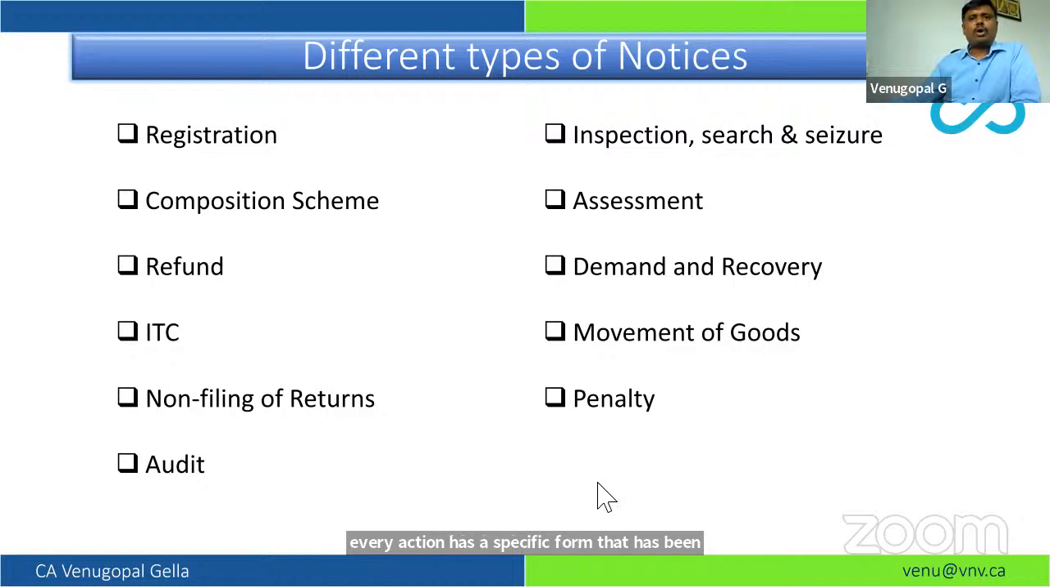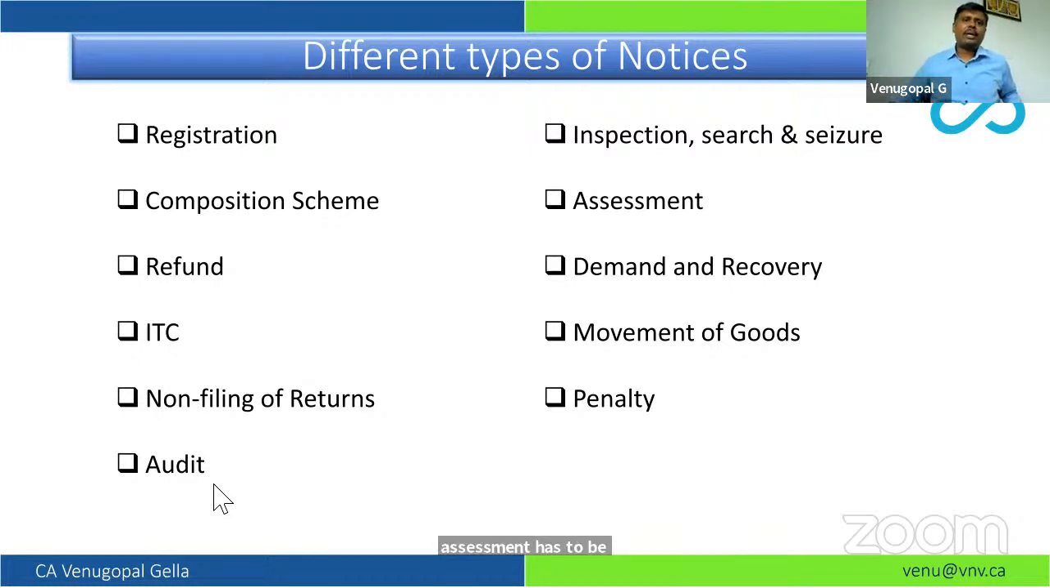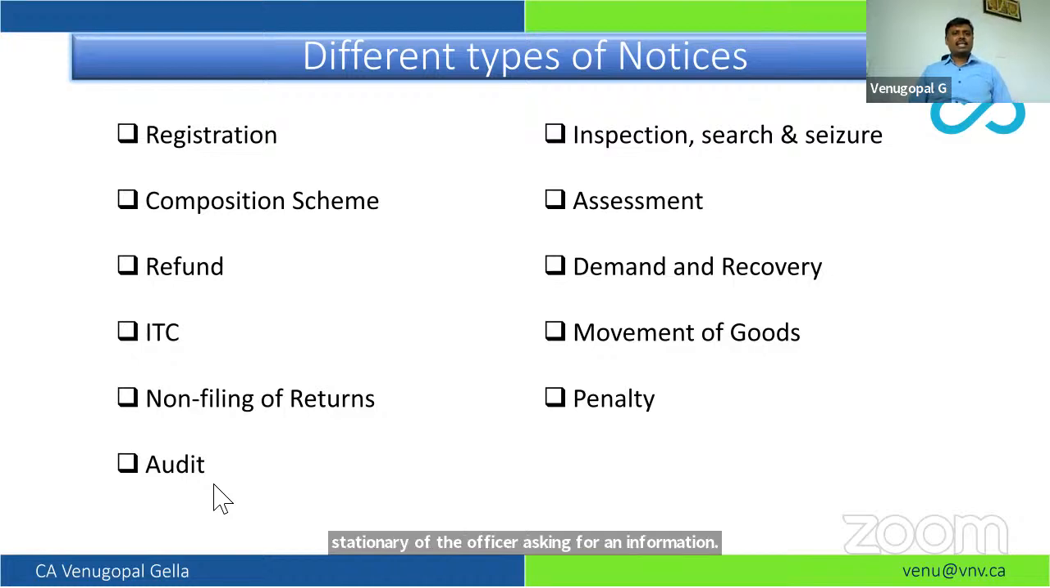The respective form has to be used in all the cases. So you cannot have a notice relating to assessment that is not in ASMT form. It cannot be a plain email or a letterhead of the officer's stationery asking for information. Under GST, for every activity, a specific form has been given.